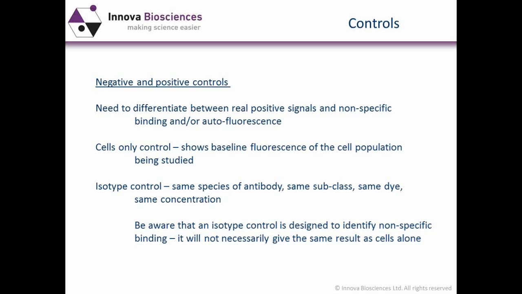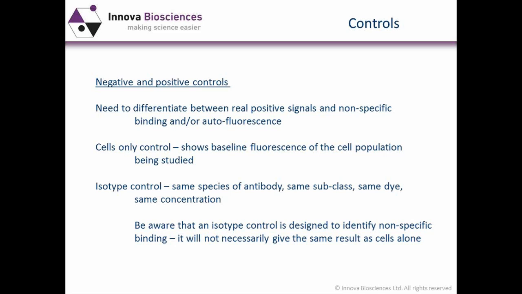Another useful control is the isotype control. This is a monoclonal antibody from the same species, the same subclass, with the same fluorescent dye, and hopefully at the same concentration as the test antibody you're working with. One thing to be aware of is that the isotype control is really aimed at identifying non-specific binding. It won't necessarily give you the same result as the cells-only control mentioned earlier.